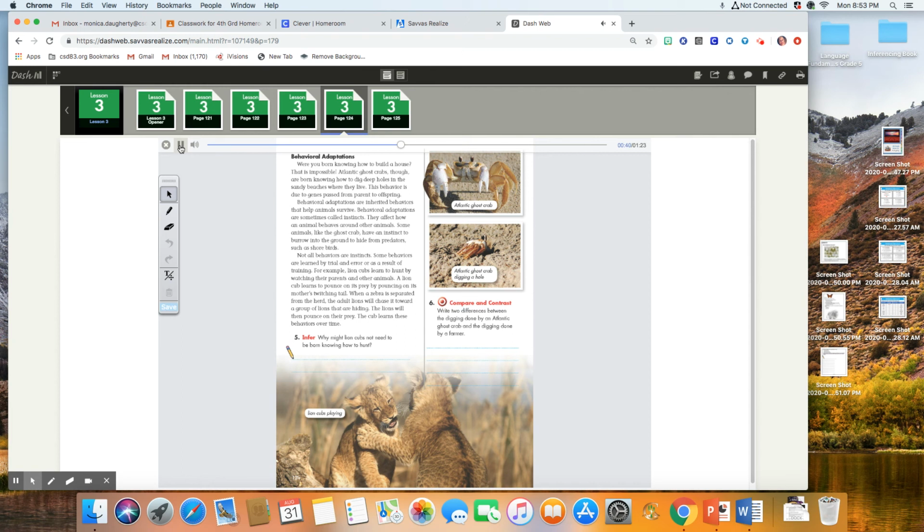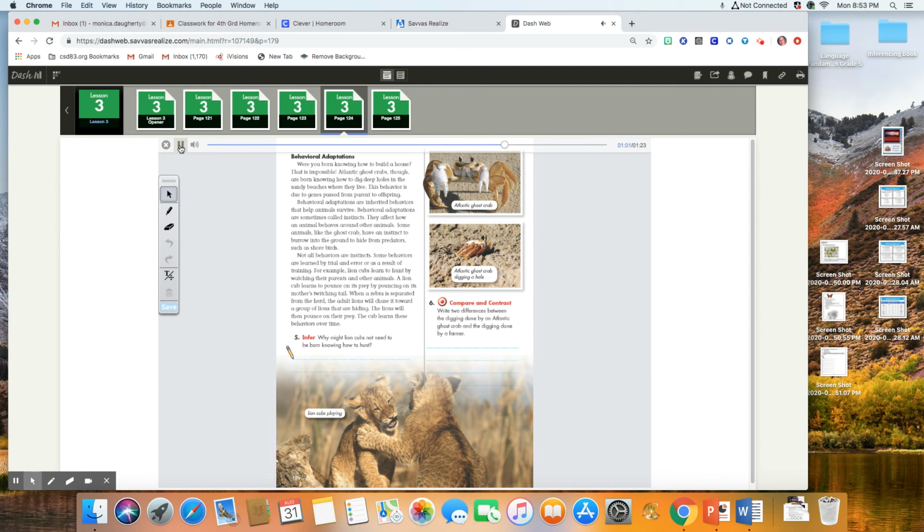For example, lion cubs learn to hunt by watching their parents and other animals. A lion cub learns to pounce on its prey by pouncing on its mother's twitching tail. When a zebra is separated from the herd, the adult lions will chase it toward a group of lions that are hiding. The lions will then pounce on their prey. The cub learns these behaviors over time.